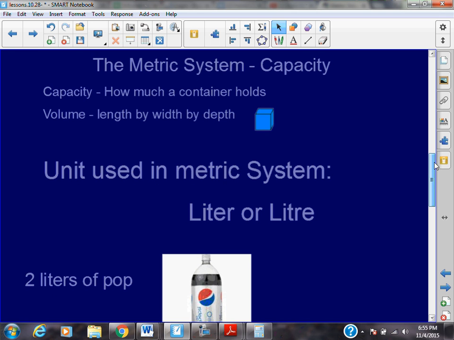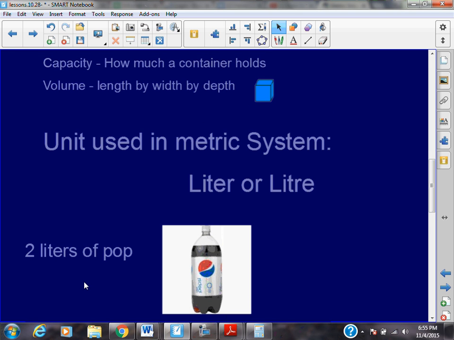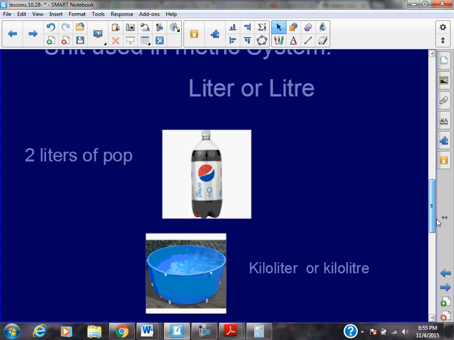The unit used in the metric system for capacity is called liter. You might see it spelt like this, or you might see it spelt like this. The most common thing we talk about liters for is liters of pop. But when we get a liter of pop, it's not just 1 liter, it's 2. So half a bottle would be 1 liter. I have a picture of that because that's probably the most common thing that we have.